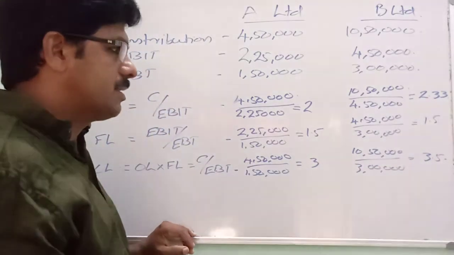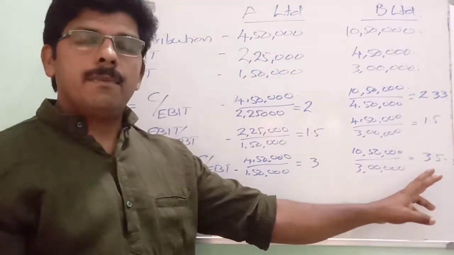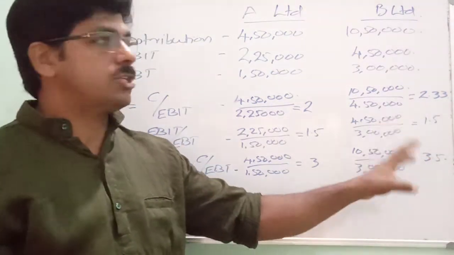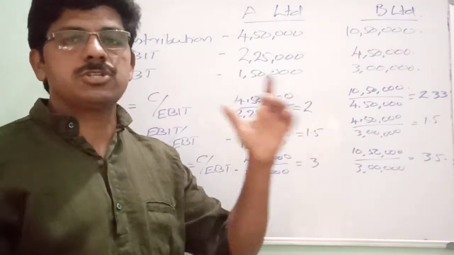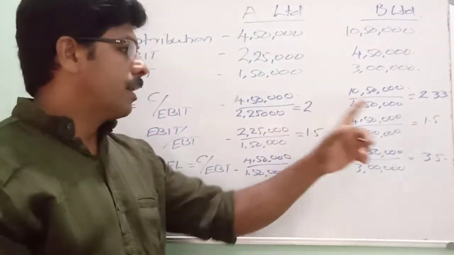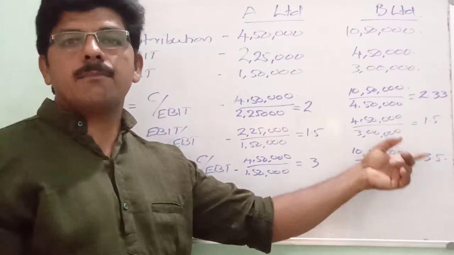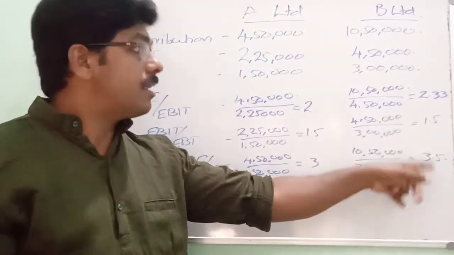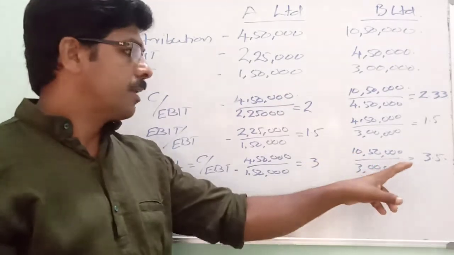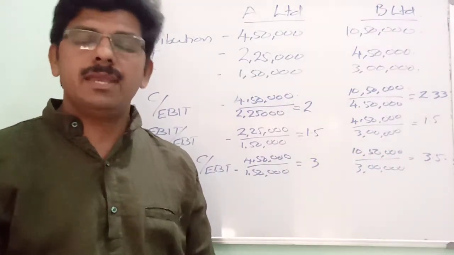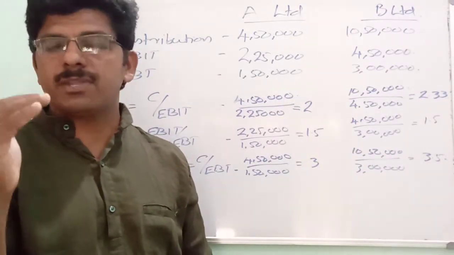Therefore, we can say that in terms of leverage, the risk position of B Limited is greater than that of A Limited. Risk position of B Limited means the chance of getting more profit is there in the case of B Limited compared to A Limited, and also the chance of loss is very high in the case of B Limited. So this is the relative risk position.